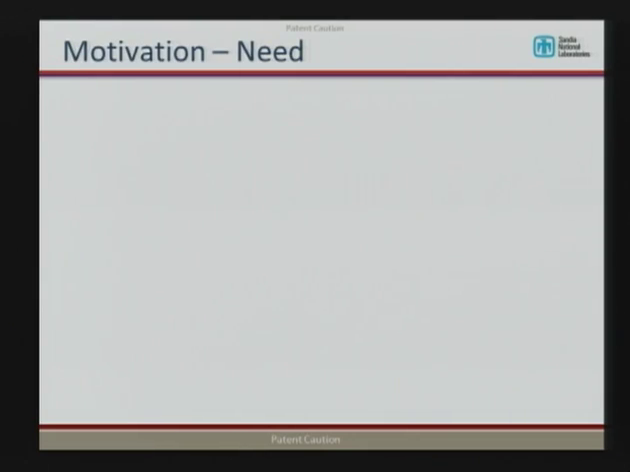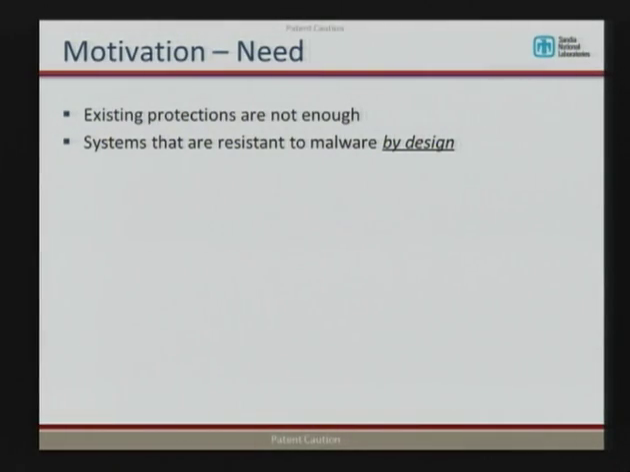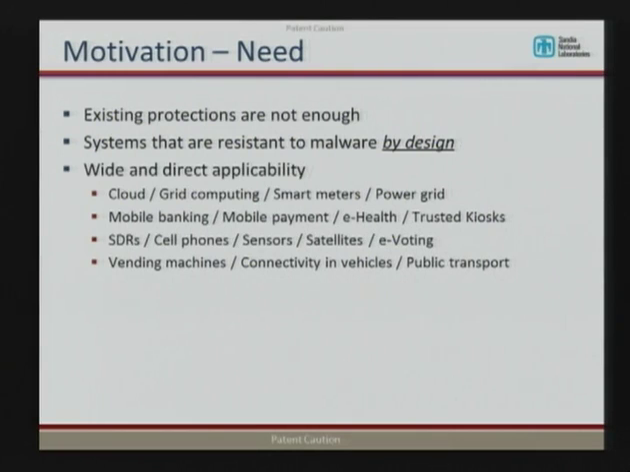So now let's go back to why this work is being done. If you read the news today, you can probably agree that existing protections are not enough. And so we're looking at how you build a system where, instead of adding on different components, it's by design resistant to malware. And probably the most important aspect of this work is, can we apply it to traditional computing as well as outside traditional computing, or wide applicability.